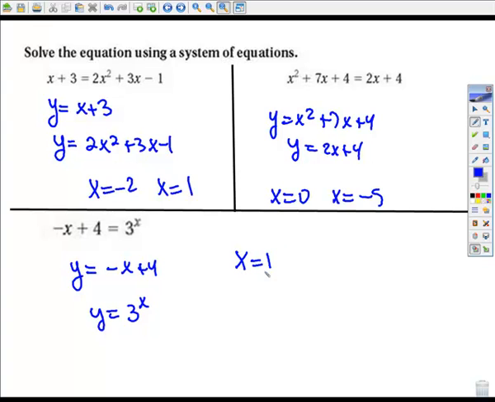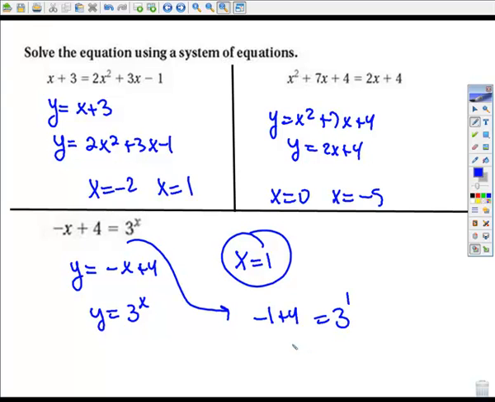And now, if you're a little skeptical, what you can do is you can check this. I have negative 1 plus 4 should equal 3 to the 1. That's 3, and this is also 3. So it does work.